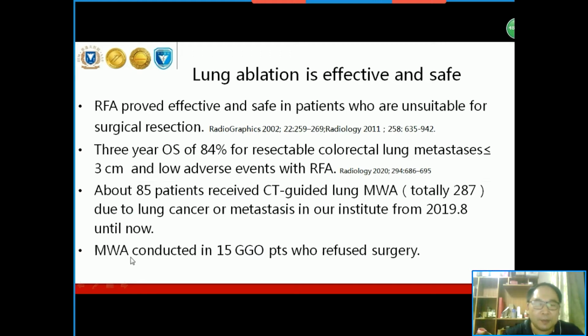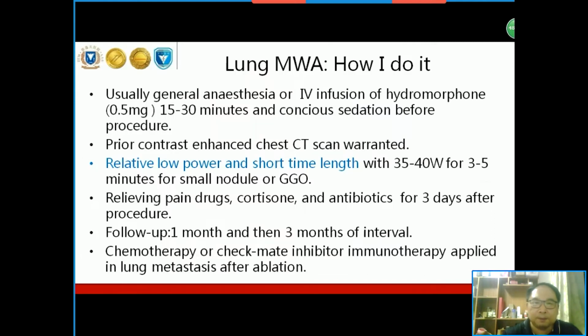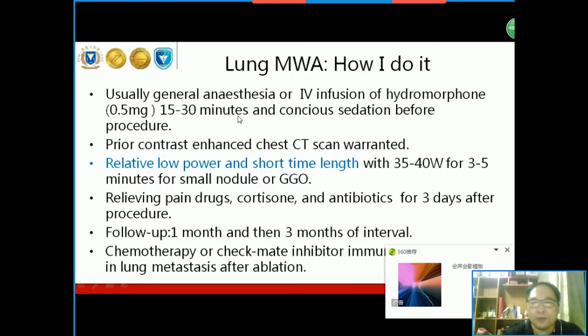Microwave ablation was conducted in 15 GGO patients who refused surgery. Most of the patients go to thoracic surgery. In our institution, we usually use general anesthesia or intravenous infusion of hydromorphone 30 minutes before the procedure, with conscious sedation. I prefer using intravenous infusion of hydromorphone, but my colleague likes to use general anesthesia.